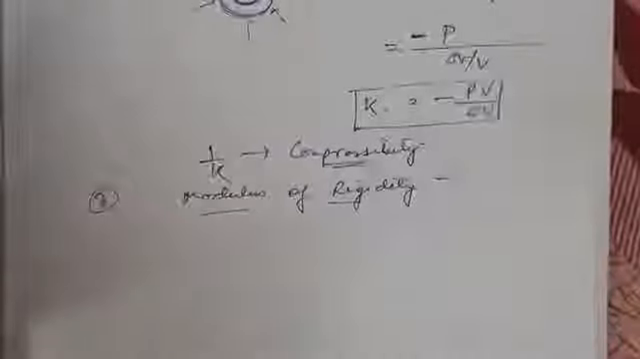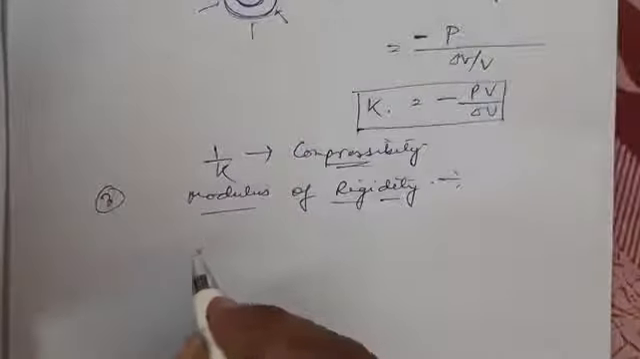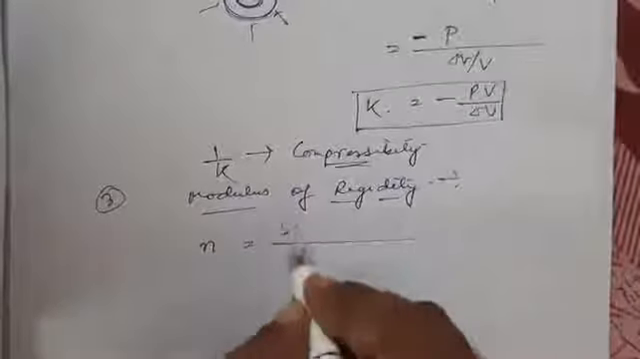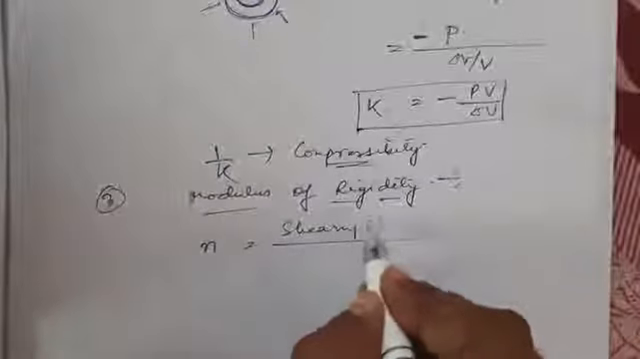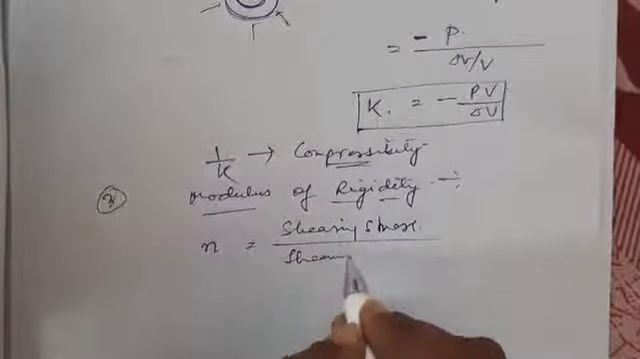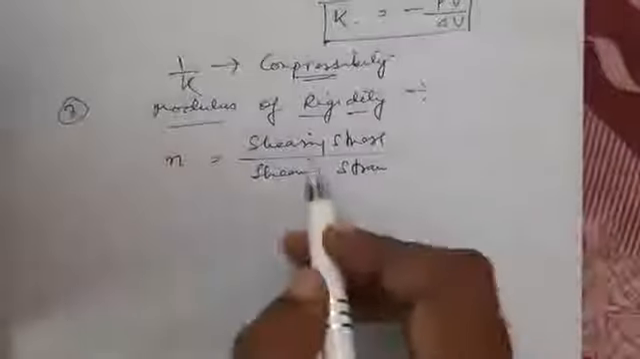The third modulus is the modulus of rigidity. Modulus of rigidity is denoted by N, that means shearing stress by shearing strain. I have already discussed shearing.